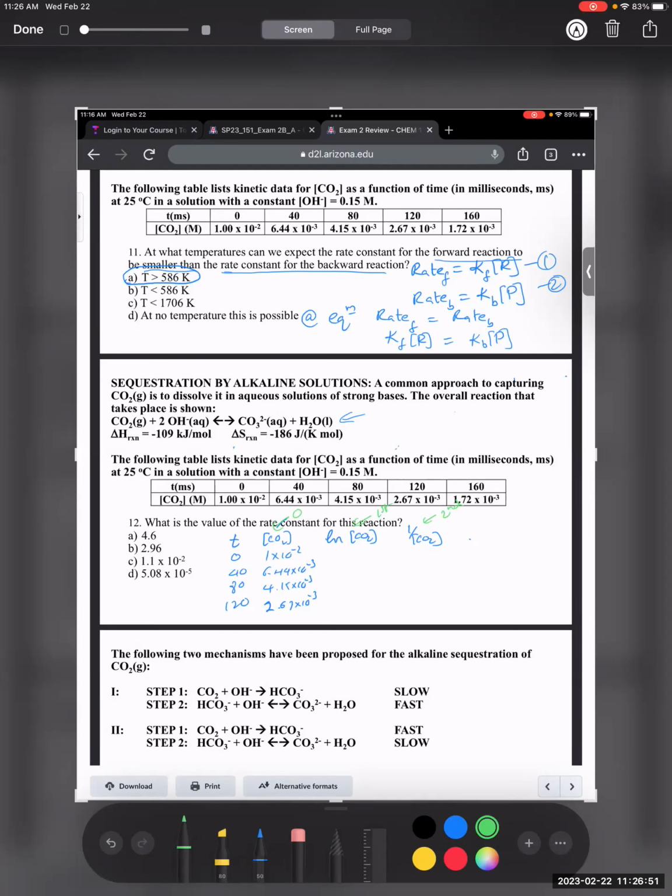All right. Now I see that the R squared for the 0th order graph is not that linear. R squared is around 0.96. So I'm going to plot natural log now. Oh, that is linear. The R squared is exactly 1. And then I have a slope of negative 0.011 for that.